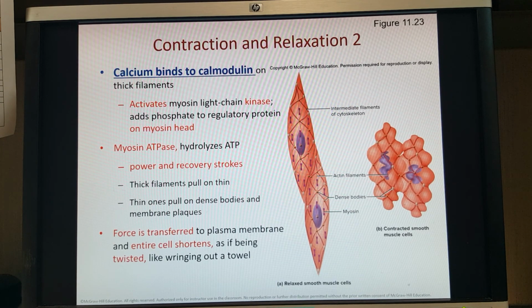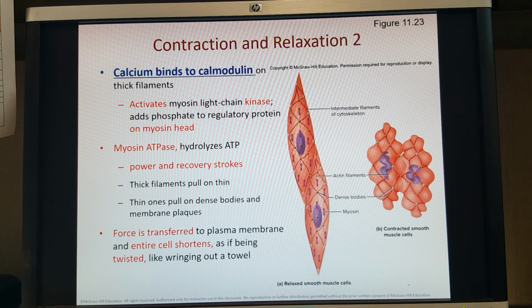Another difference between, for example, smooth and skeletal muscle is that your calcium binds to calmodulin. So instead of binding to troponin, the calcium binds to calmodulin. So just a different protein. It's still going to eventually trigger your contraction, except in your smooth muscle, it's just going to be a lot slower because it's just a different type of function for that type of muscle.